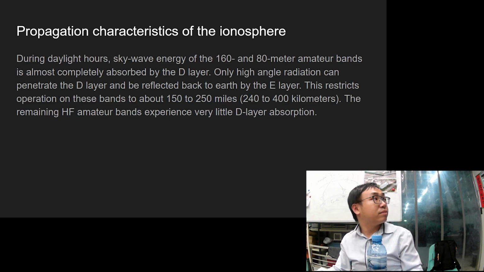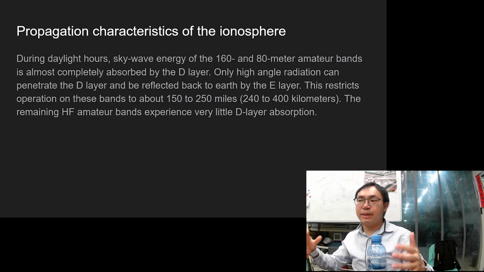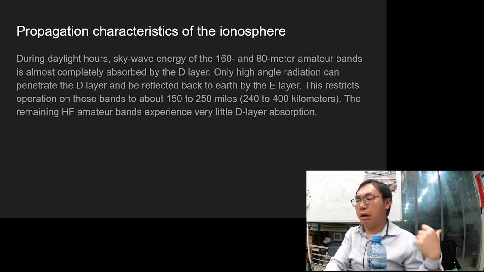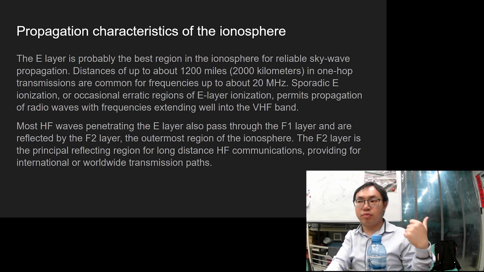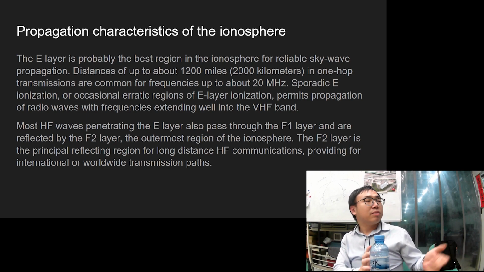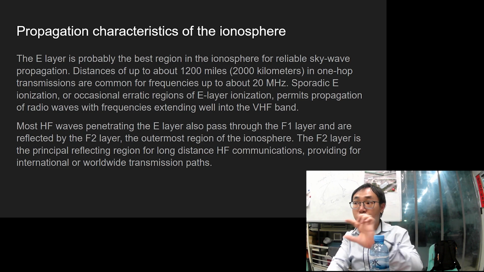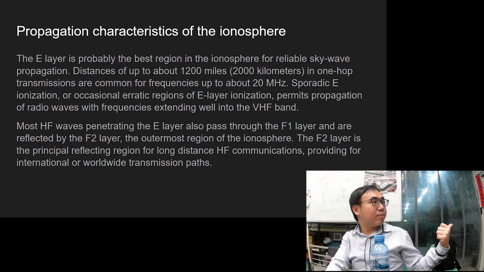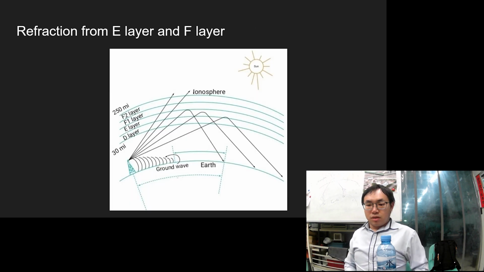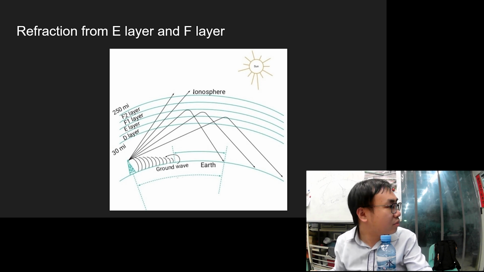This is all the explanation why at the daytime the radio wave is absorbed by D layer, and why the E layer and F1, F2 layer are the best for skywave propagation. So if you want to dig through the details, you can have a look at that. But I think it is a bit over for your exam. Okay. This one is enough.